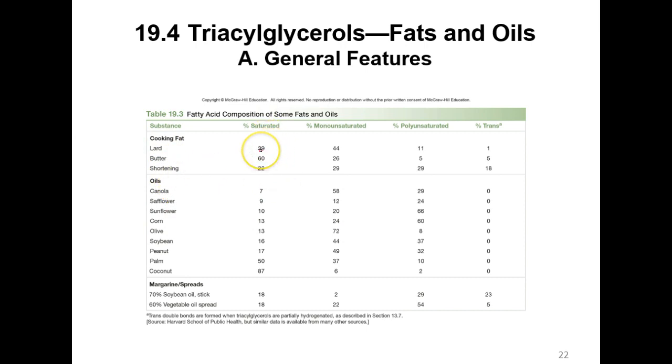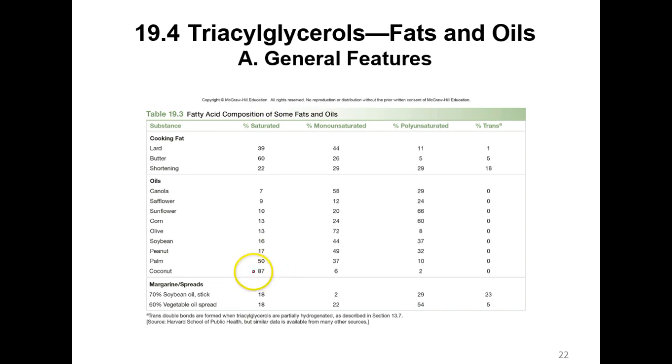Notice more than, what do they usually say, like 40 to 50% of your molecule is saturated. I guess 22 is a little bit low, but if you talk about lard and like butter, however, the oils, you can see pretty much less than 20% in most cases.